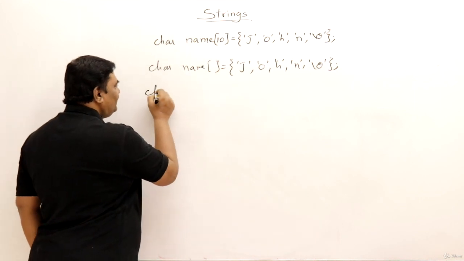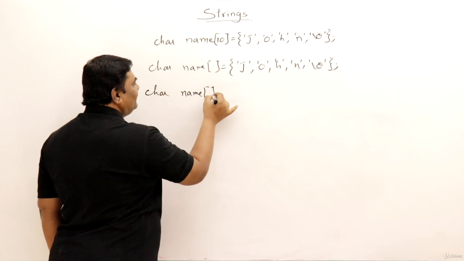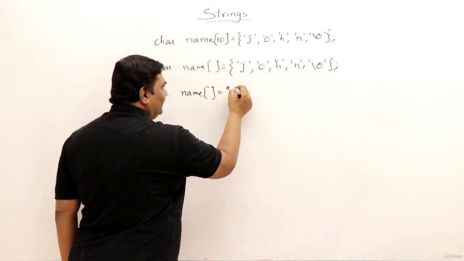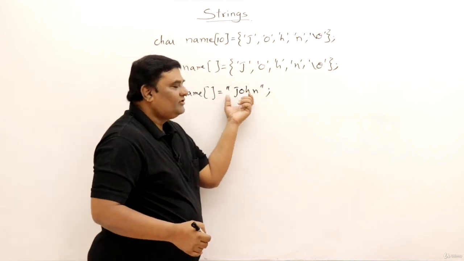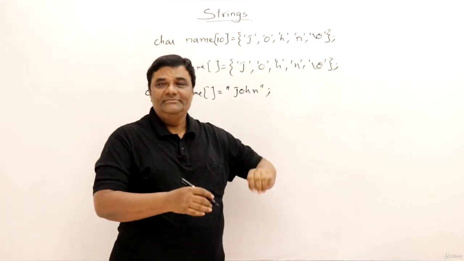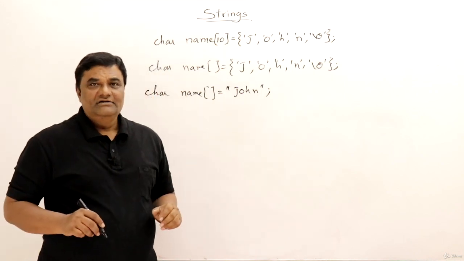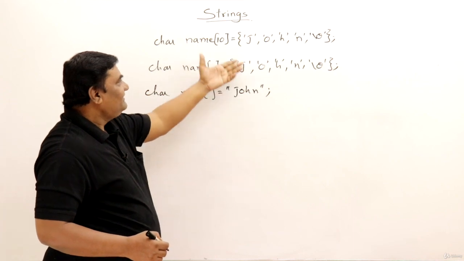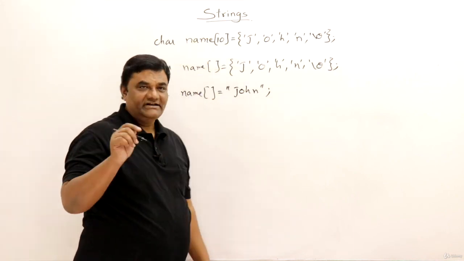Then next method of declaring or initializing a string. Say name. Now as it is a string, I can write it in double quotes. So only John is written as it is in double quotes. So \0 will be automatically included. The C compiler will take care of it. So we don't have to mention \0. So this looks better than these two methods. Yes, strings are enclosed in double quotes, right?